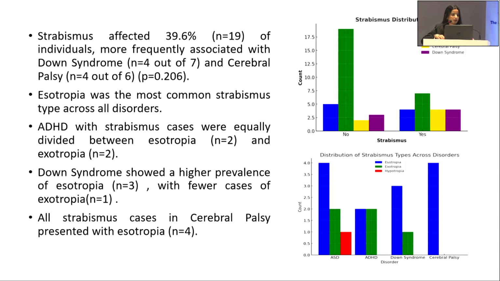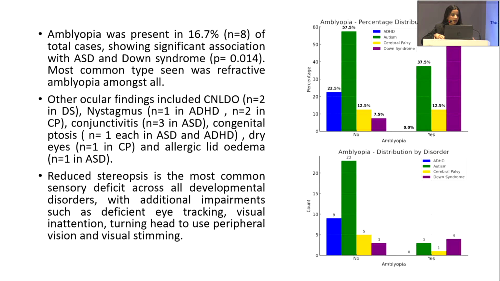Strabismus affected 39.6% of individuals, more frequently associated with Down syndrome and cerebral palsy, and esotropia was the most common strabismus type found across all the disorders. In cerebral palsy cases, esotropia was the only type of strabismus found in our study. Amblyopia was present in 16.7% of total cases, showing significant association with ASD and Down syndrome. The most common type seen was refractive amblyopia. Some other ocular findings were also found, like CNLDO, nystagmus, conjunctivitis, congenital ptosis, dry eyes, and allergic lid edema. Reduced stereopsis was the most common sensory deficit found amongst all.